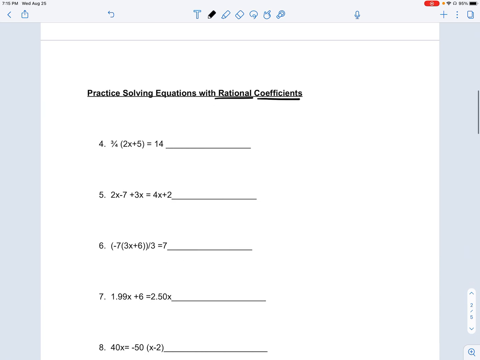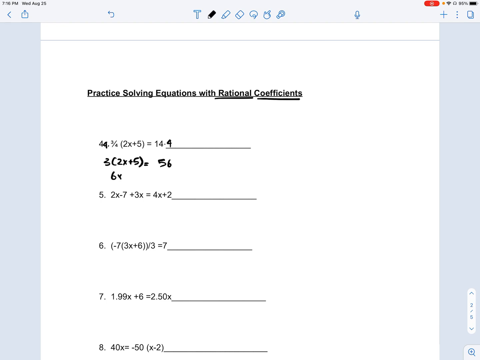Moving on. Practice solving equations with rational coefficients. So you have 3/4 times 2x plus 5 is equal to 14. You distribute the 3/4 to each of them. Actually, before we do that, what we can do to get rid of this fraction is we can multiply 4 on both sides, giving you 56 on here and just 3 times 2x plus 5.